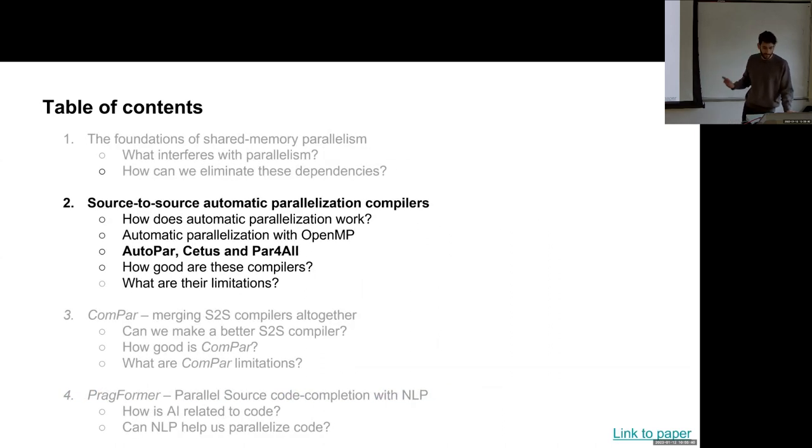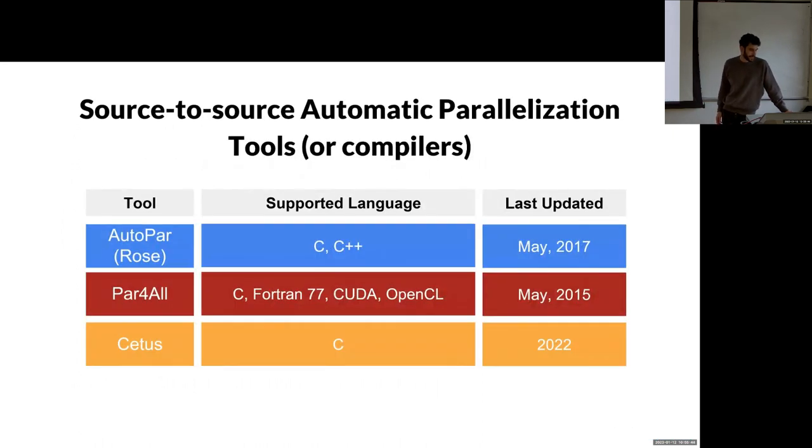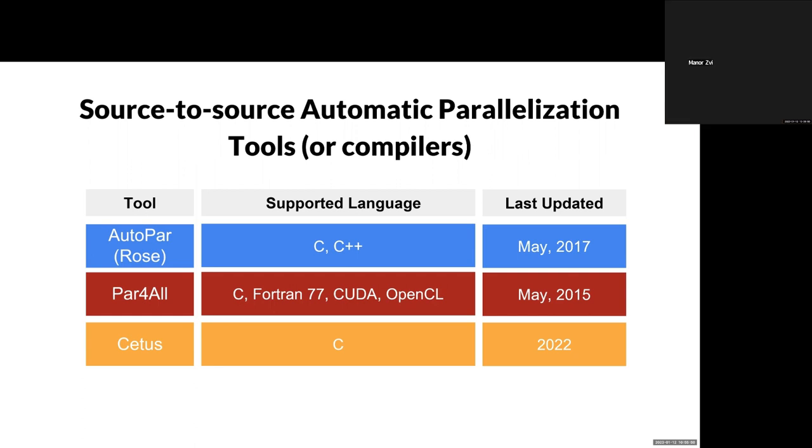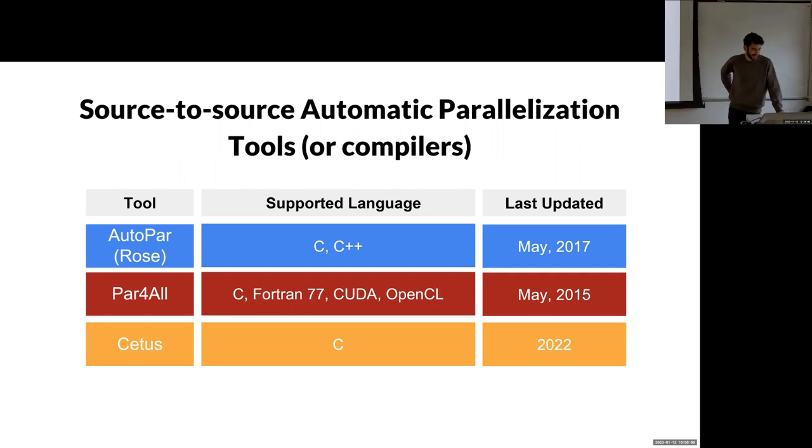So we'll go through three of these tools, which are Autopar, Cetus, and Par4All. Autopar can insert OpenMP directives on C and C++. It was last updated in 2017. The Par4All is suited for C, Fortran, CUDA, OpenCL. It was last updated in 2015. And the Cetus, which is suited for C, was updated a couple of months ago.